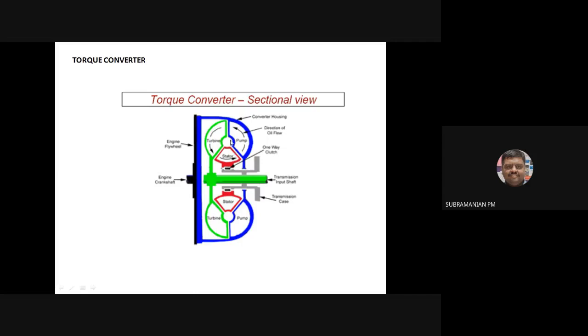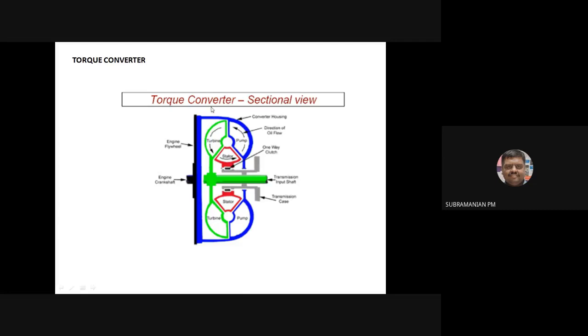Freewheeling means it is just like a coupling. That is, I can say my torque converter will be converted into a fluid coupling during freewheeling, that is, when I am releasing the one-way clutch. I will allow the stator to rotate so that it will be freewheeling. At that time, my turbine and pump will be connected only, with no torque multiplication. It will just transfer the power from the pump to the turbine.